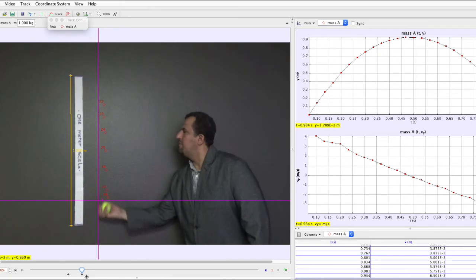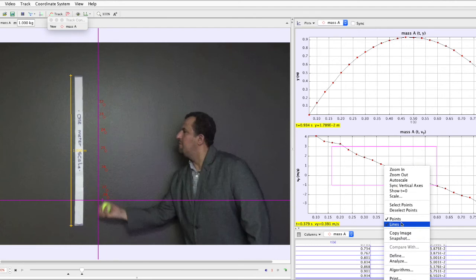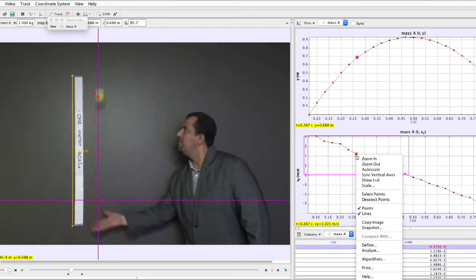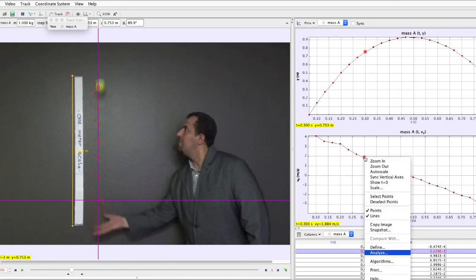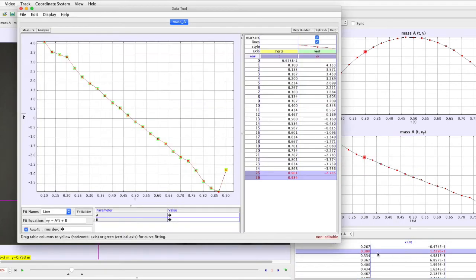But now, let's try to fit this with the line. So what I will do, I will try to do analyze again. Okay. Analyze, curve, line.